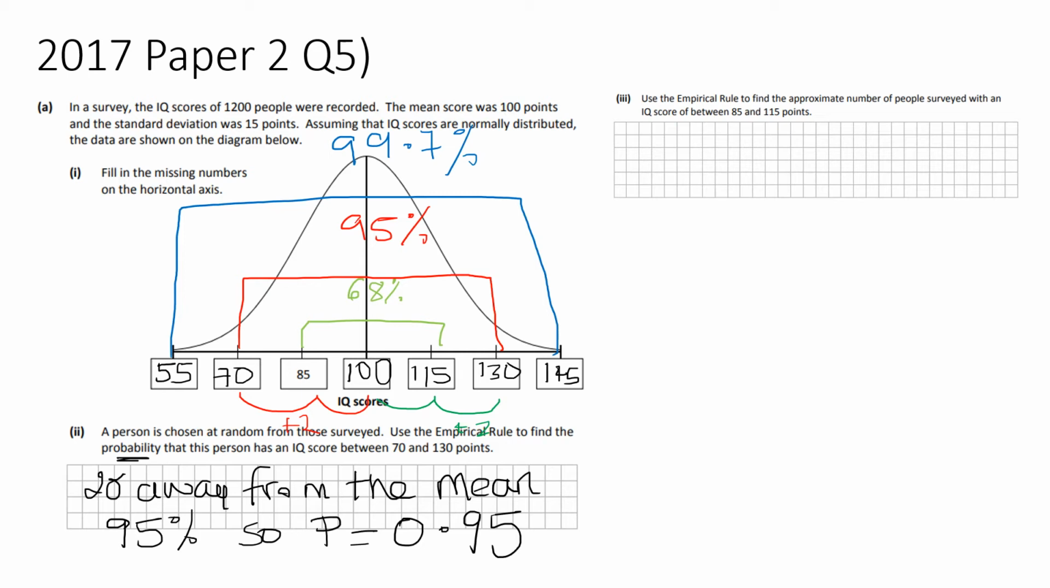For part 3 then, use the empirical rule to find the approximate number of people surveyed with an IQ score between 85 to 115. So from 85 to 115, you can see that that's 68% of the population. And they're asking you to find the approximate number of people. Well, you have to multiply that by how many people are in the data, and that's 1,200. So when you multiply them together, you get 816 people fall within that data. And for those 2 parts there, it is 5 marks.